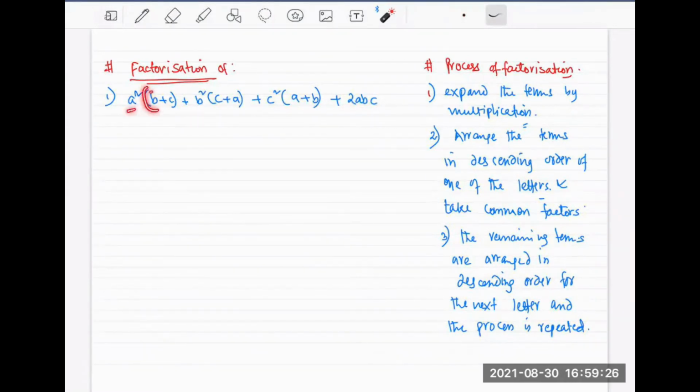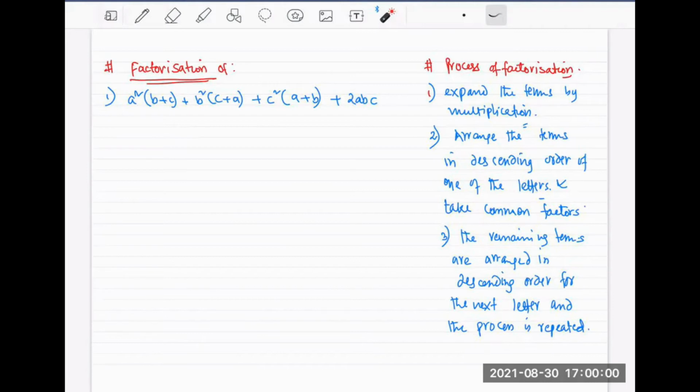Look, a square whole bracket b plus c, I can expand it like this. A square multiply with b, a square multiply with c. B square multiply with c, b square multiply with a, c square with a, c square with b. The first question, I'm doing it very slowly, okay, so that you are able to understand the procedure. The next one, I'm going to do a little bit faster.